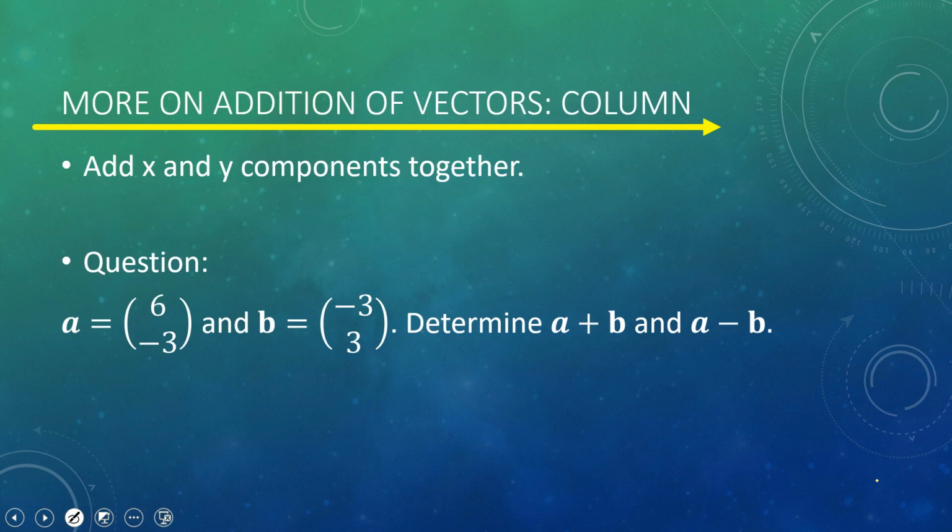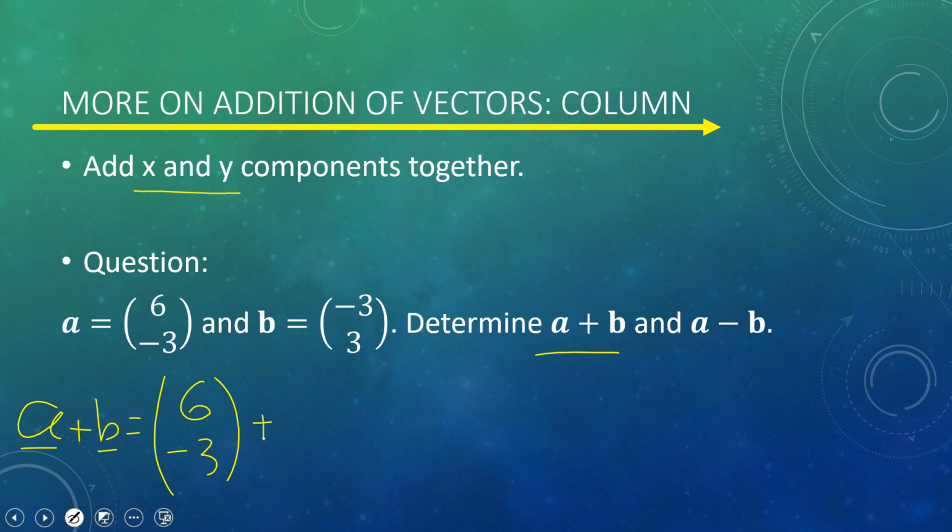More on addition of vectors, especially those expressed in column form. As we said before, you add the x and y components together. For this question given here, if you want to determine a plus b as the question asks you to do, you have a plus b. So again, add element-wise. That's 6 plus minus 3 and minus 3 plus 3. That gives us 3 at the top and 0 at the bottom.